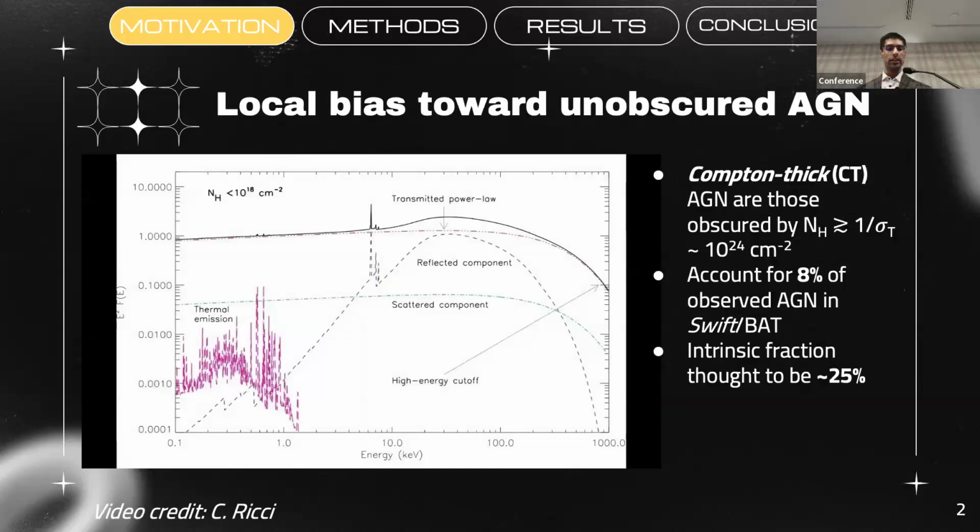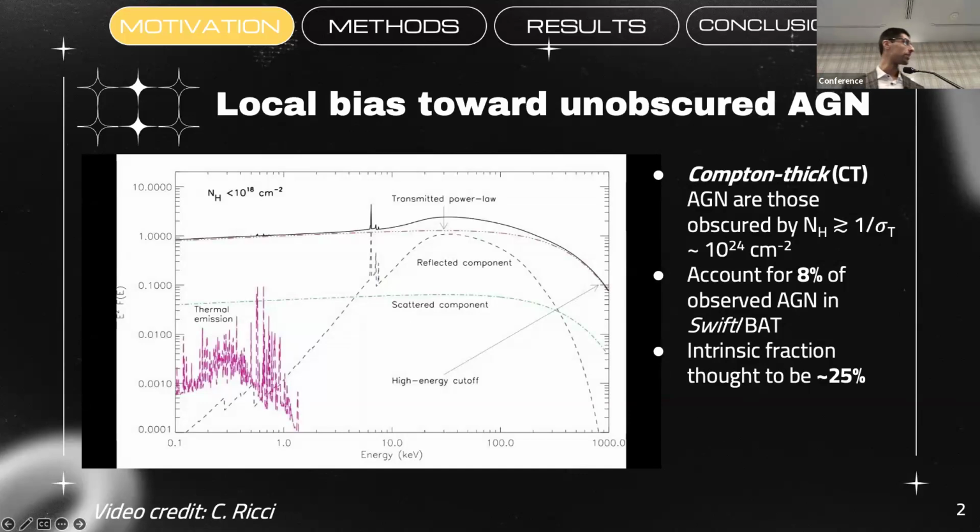So we know that there's a local bias toward unobscured AGN. Let's see, can I play this? No. Sorry, I think this was supposed to play automatically, but it didn't. Anyway, I can describe it for you.